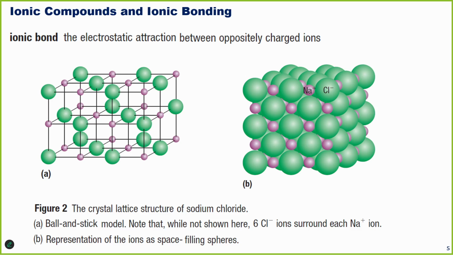Note that crystal formation only occurs when a large number of positive and negative ions come together. This configuration is more stable than if the ions were separated into individual formula units. The ions in the crystal lattice are arranged so that the attractions between opposite charges are maximized and repulsions between like charges are minimized. This concept is shown here in figure 2b.